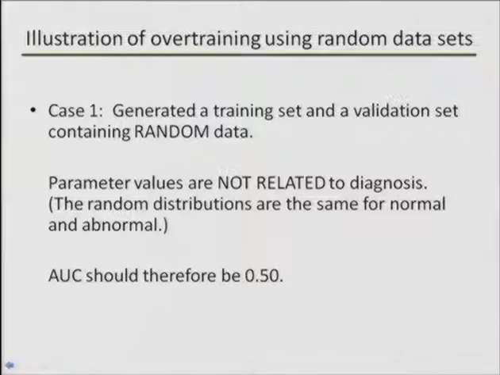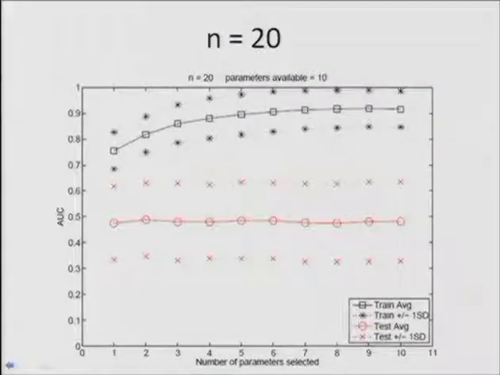If you have any doubt about the importance of this issue of overtraining, it's pretty easy to prove it to yourself. You can do this by just generating some random data and trying some algorithms on it. So for example, here I'm going to show you data that was generated randomly in which the distributions of 10 parameters were generated from exactly the same normal distribution for normal and abnormal sites. So there is no difference between the normal and abnormal probability distributions here. So the area under the curve should be 0.5. This is the training set. This is the number of parameters selected by the algorithm. And this is the validation set down here.